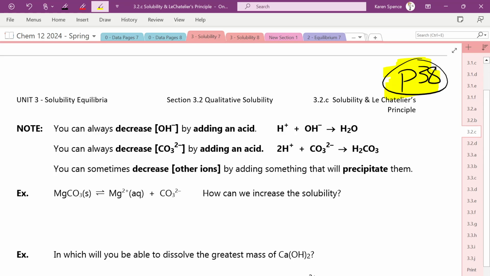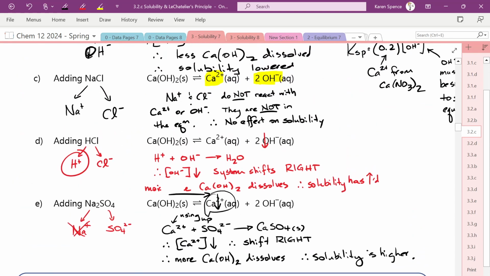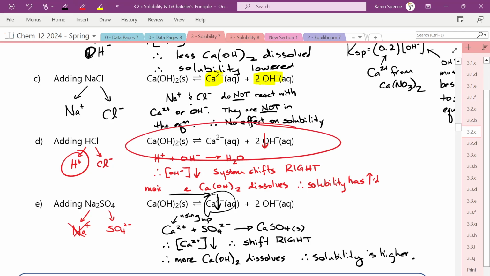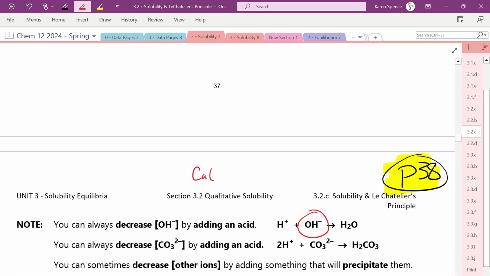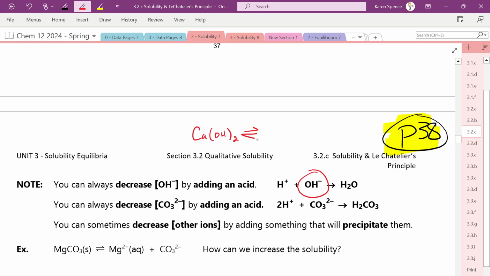Now, you can always decrease a hydroxide ion concentration by adding an acid. Does that make sense? So if your compound has hydroxide in it, like on the previous page, we had calcium hydroxide, CaOH2, Ca2+ plus 2OH-. We can always decrease the concentration of hydroxide by adding an acid.